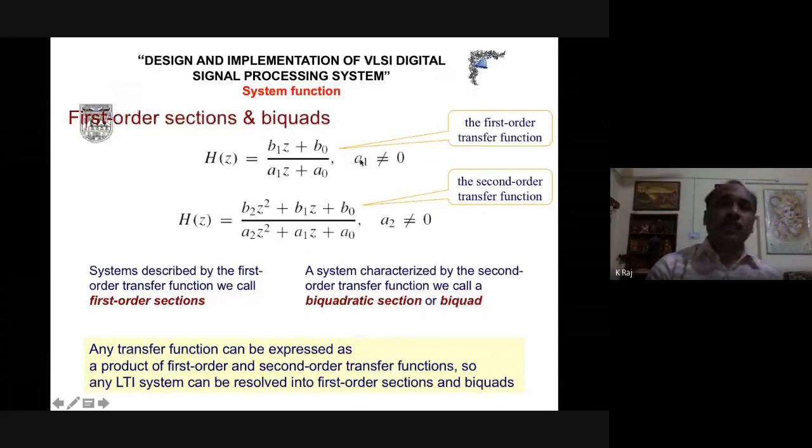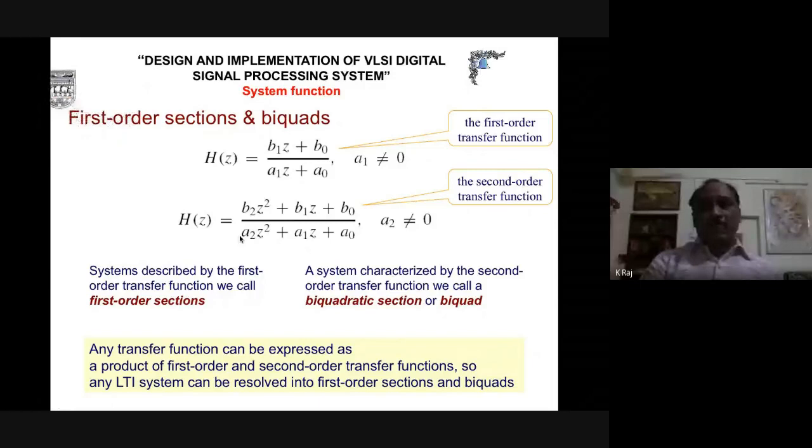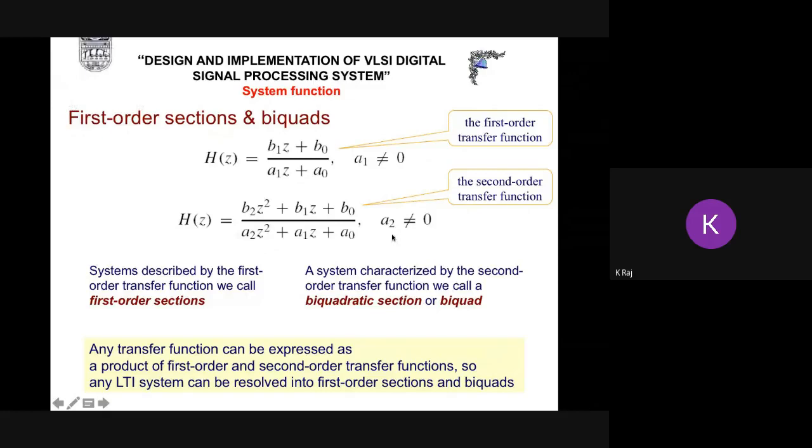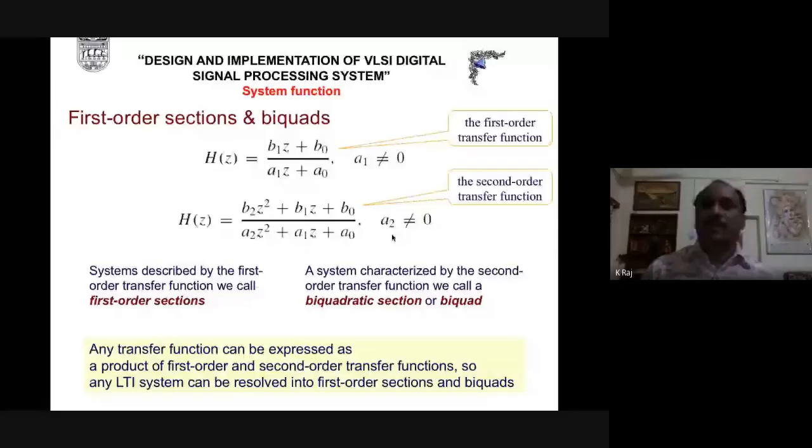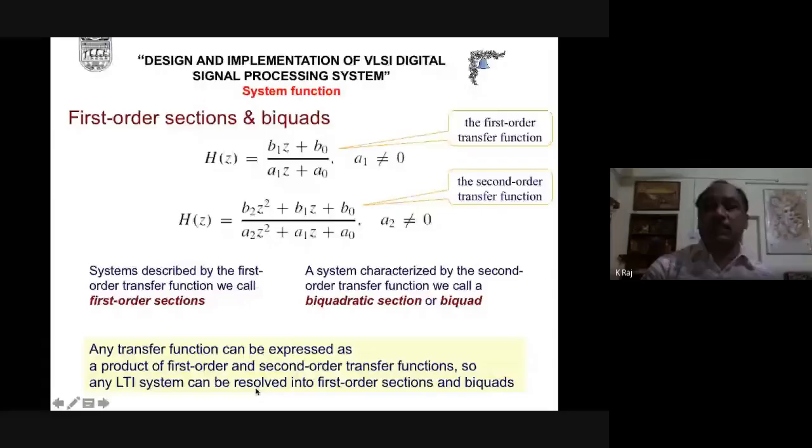In order to represent in a general manner the biquad section, or the second order section SOS, H(z) will be equal to (B2 z squared plus B1 z plus B0) divided by (A2 z squared plus A1 z plus A0). Again, the condition is that A2 should not be equal to 0. A system described by the first order section will be known as the FOS, and one described by the second order section will be named the biquad or biquadratic section. Any transfer function can be expressed as a product of first order and second order transfer functions. So any LTI system can be resolved into first order sections and biquads.